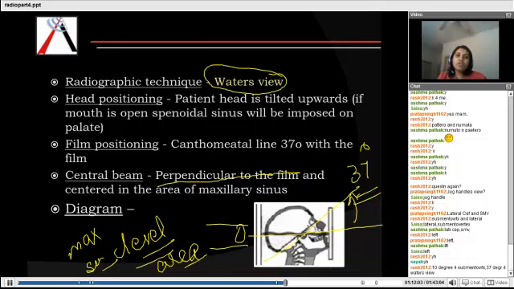Okay, so in the Waters view we see a very good image of the sinuses. So it is a very good radiograph to evaluate the air sinuses. And if you want to see the sphenoidal sinuses, they are very well seen if the patient opens the mouth while taking the radiograph. So if the question asks about the sphenoidal sinus, then you have to look for the choices that are asking about the Waters view with the open mouth. Okay? Clear with the points?